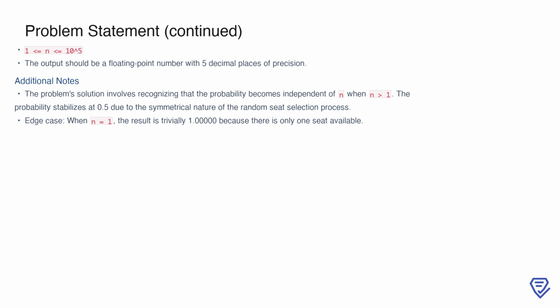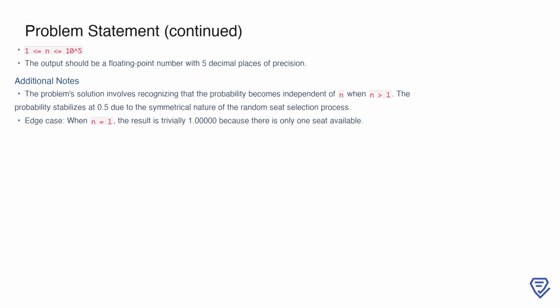Finally, let's review the constraints and a key insight about the problem. The number of passengers, n, can range from 1 to 100,000, and the output must be a floating point number rounded to 5 decimal places. The solution to this problem lies in recognizing that when n is greater than 1, the probability of the last passenger sitting in their assigned seat doesn't depend on the value of n. It remains constant at 0.5.